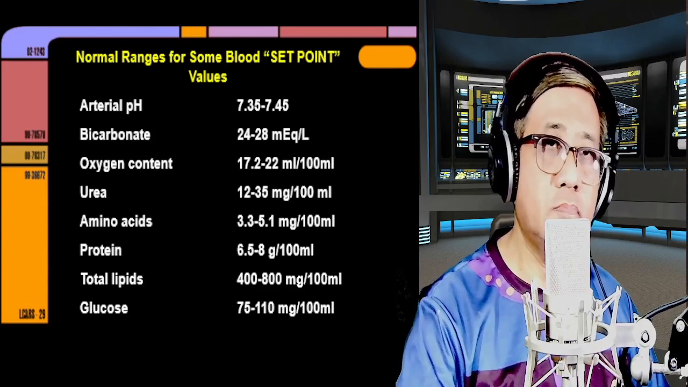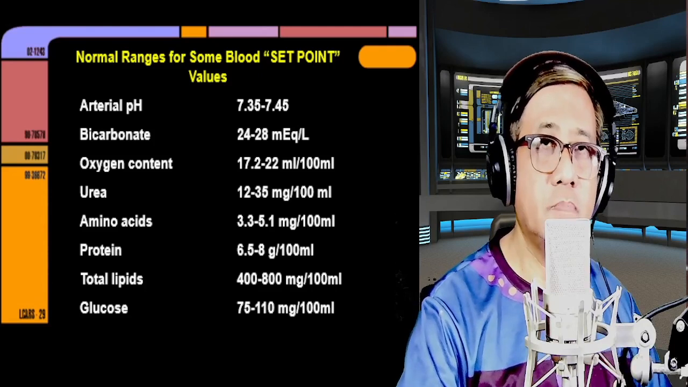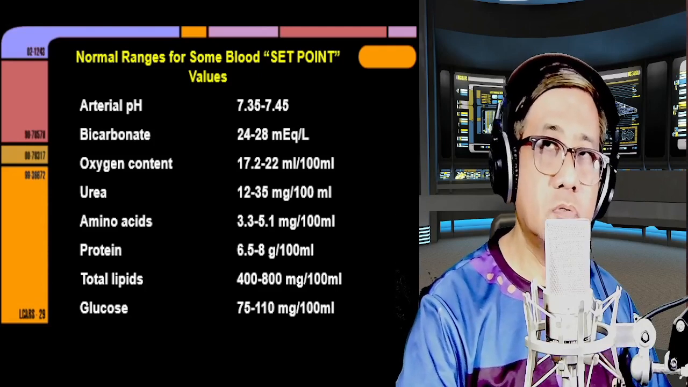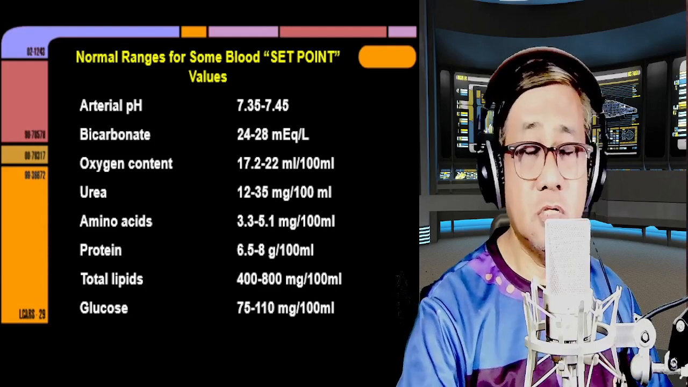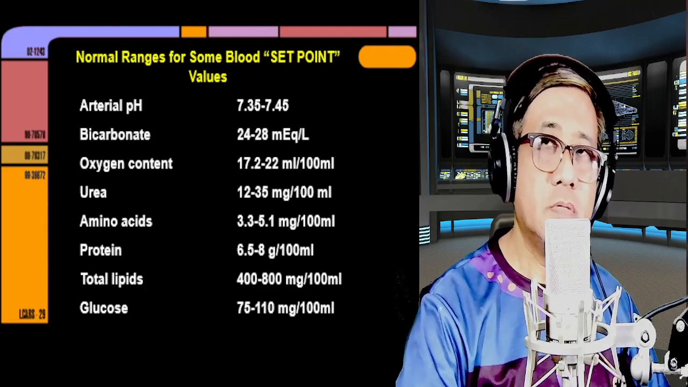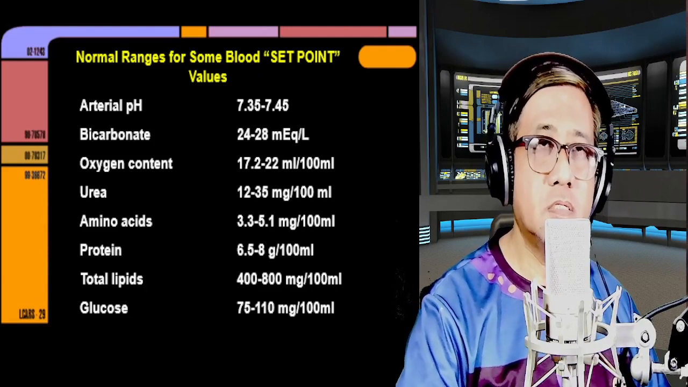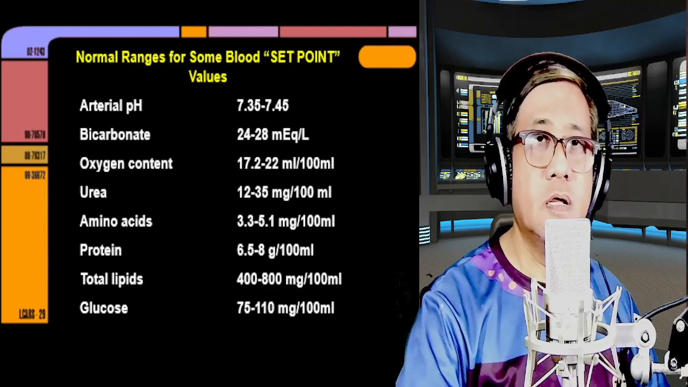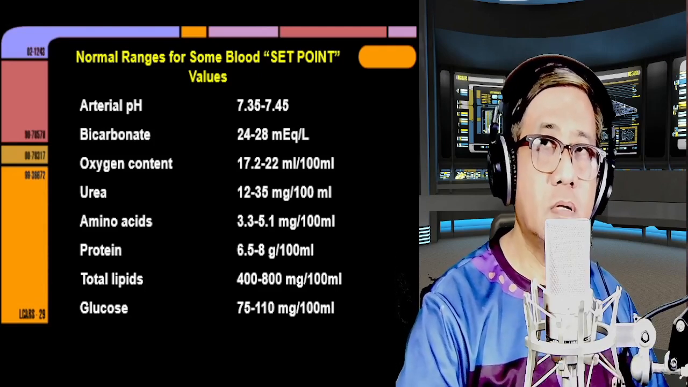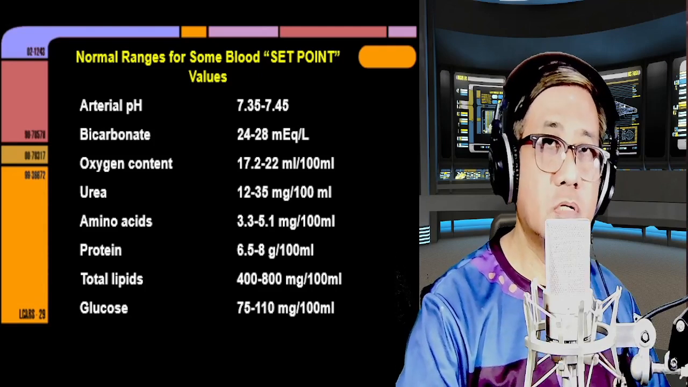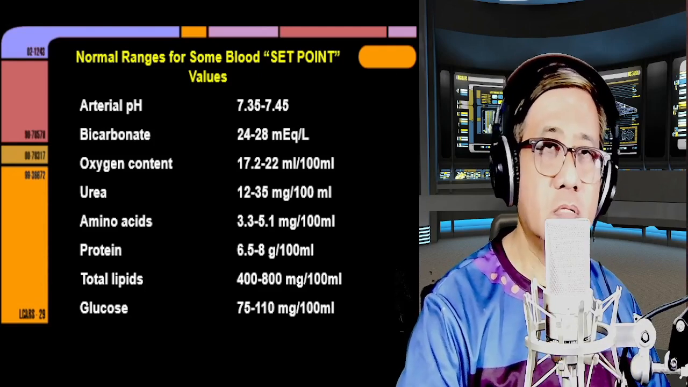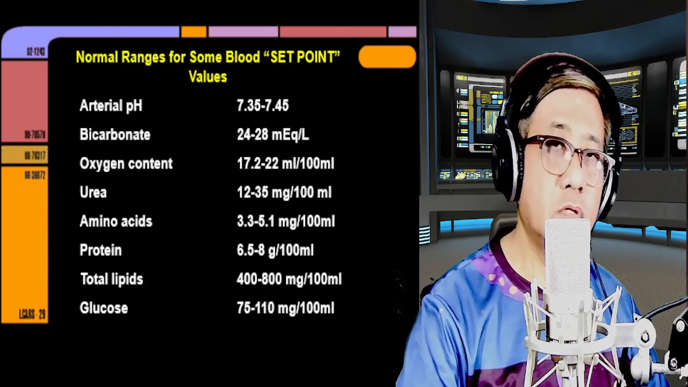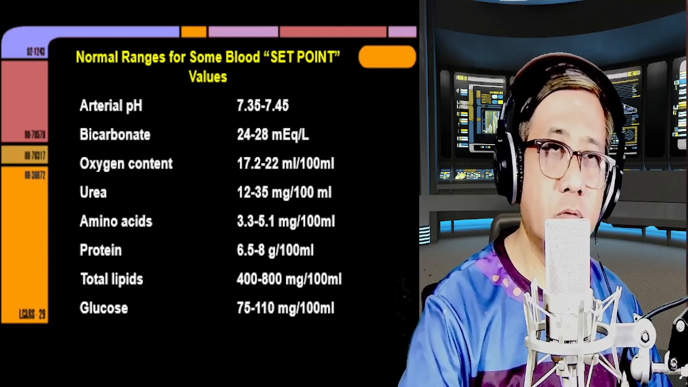Same thing with, for example, the oxygen content in our blood. So any deviation or changes from, let's say, 17, tumaas yung oxygen content or bumaba, there must be some mechanisms na magre-restore back to its normal or optimal physiological set point values. Na, for example, for oxygen content, it's 17.2 to 22 ml per 100 ml of blood.